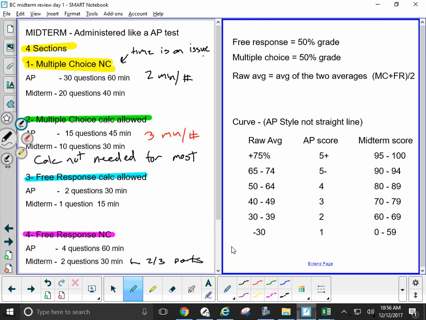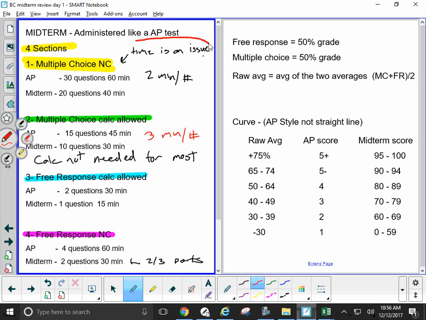Okay? This first section is the only section where students have a serious problem finishing it in time. Time is a huge issue for the multiple choice no calculator section. It's 2 minutes per problem. It's the first section, so you have to hit the ground running when you're taking the test, your midterm, and when you're taking the actual AP exam. Okay? After that, things slow down.